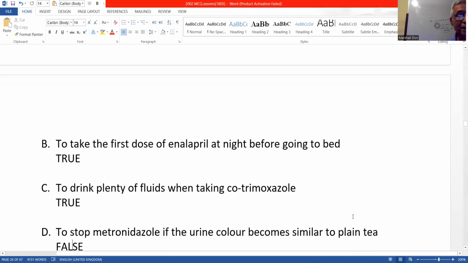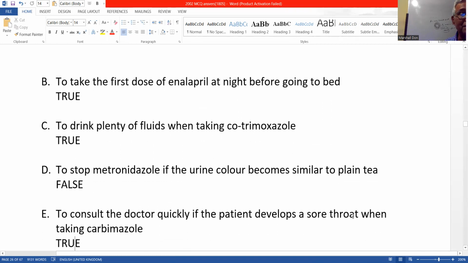C, to drink plenty of fluids when taking cotrimoxazole. True because cotrimoxazole is a sulfur drug. ඒක sulfur drugs එකක් නේ ඒක. Sulfur drugs වලදී හැදෙන product එක, metabolize වෙලා හැදෙන product එක, solubility අඩු නිසා දිය වෙන්නේ නැහැ. So බොන්න ඕනේ වැඩිපුර වතුර නැත්නම් kidneys වල deposit වෙනවා.